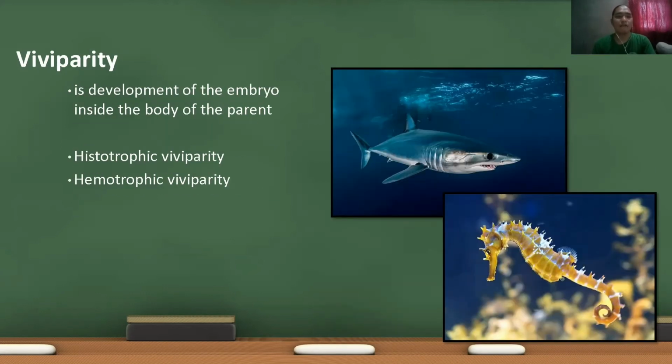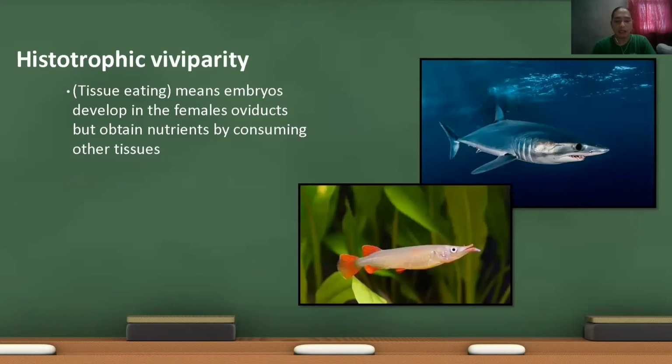Next is viviparity. Viviparity is development of the embryo inside the body of the parent. There are two types of viviparity, the histotrophic viviparity and the hemotrophic viviparity. Histotrophic viviparity, the tissue eating, means embryos develop in the female's oviduct and obtain nutrients by consuming other tissues, such as the ova or the zygote.